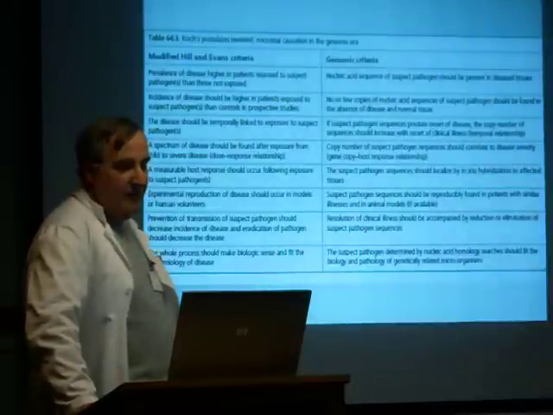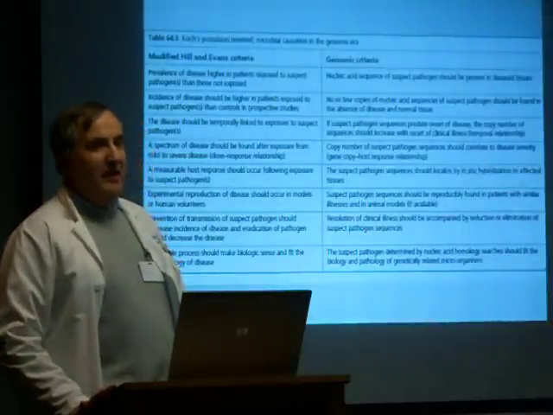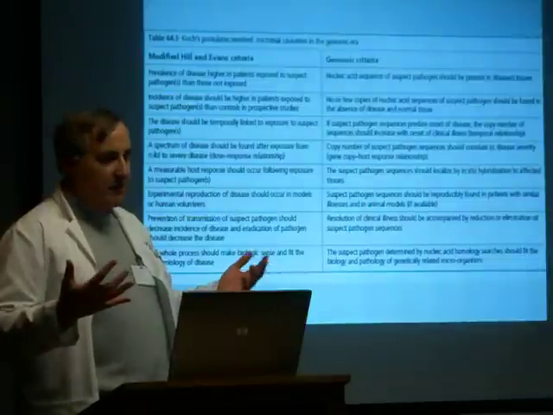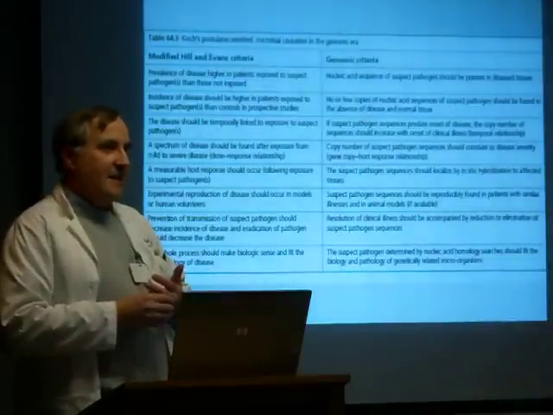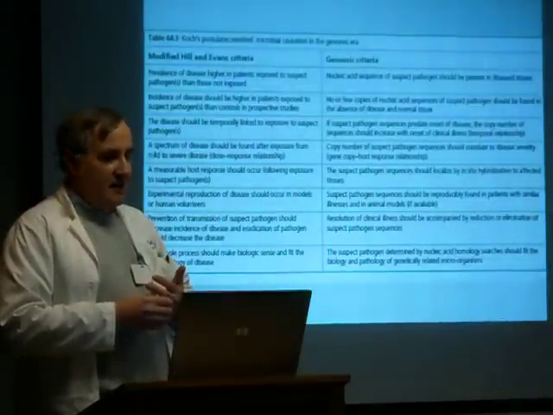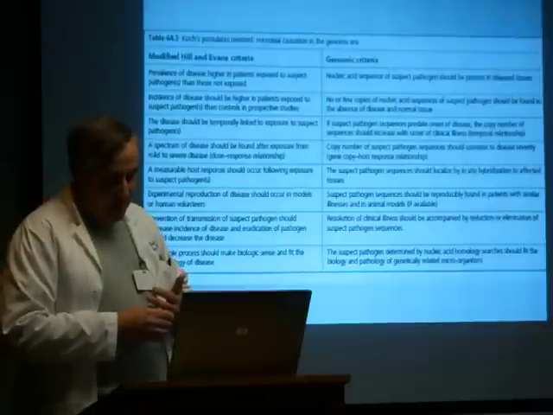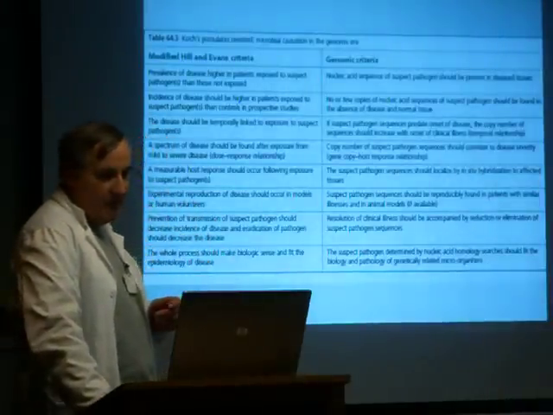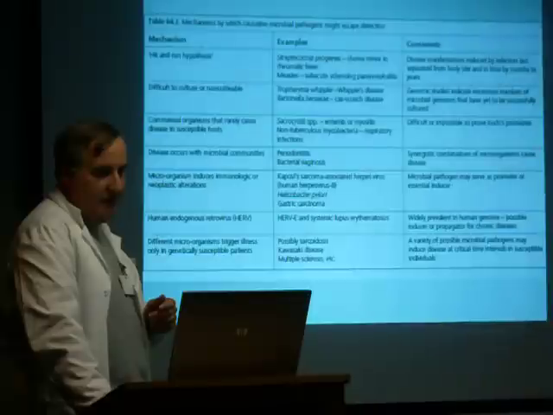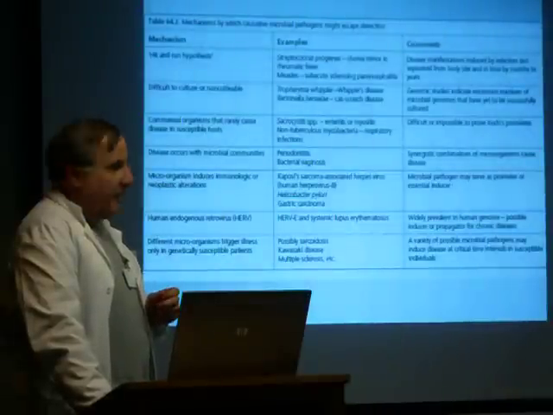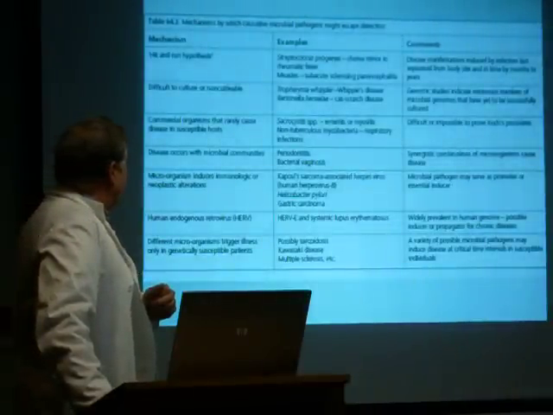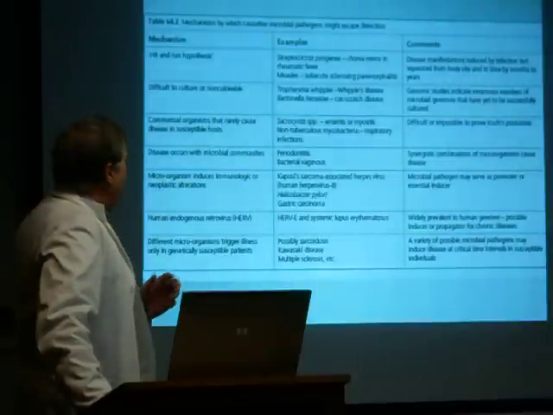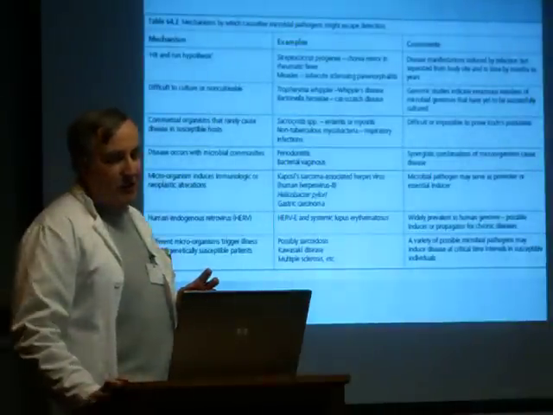And finally, importantly, the whole thing should make sense. When you get all done with making this hypothesis about some disease, it ought to make biological sense. And if it doesn't, you should think some more about it. So these are the current criteria, the Hill and Evans criteria for a pathogen.